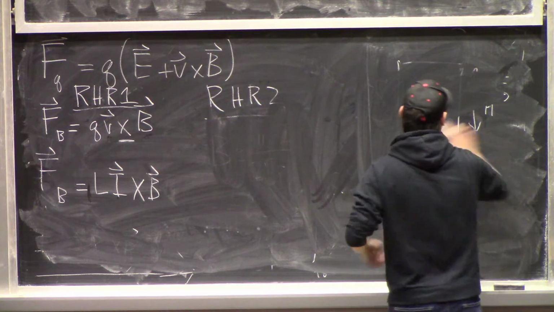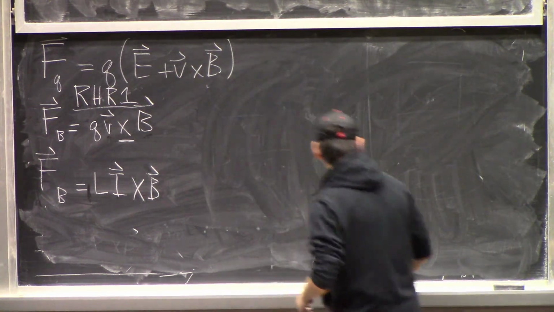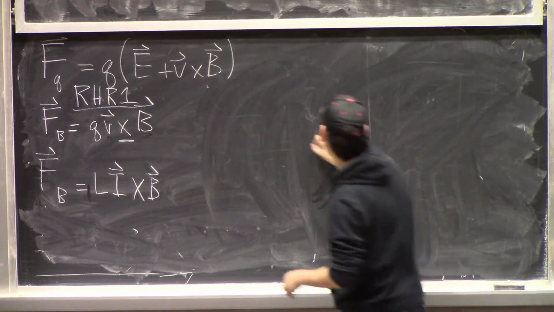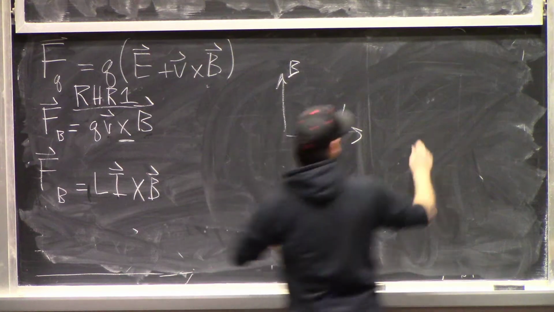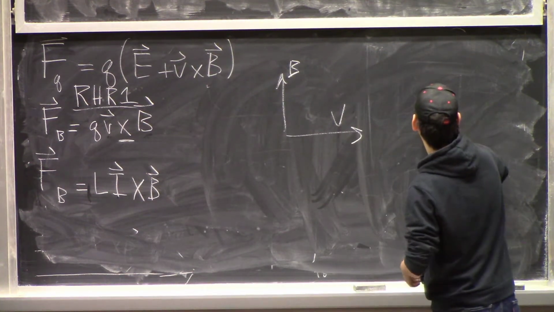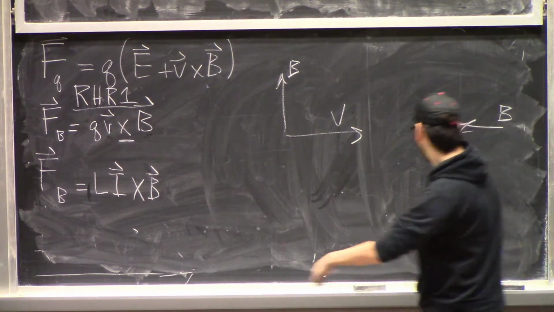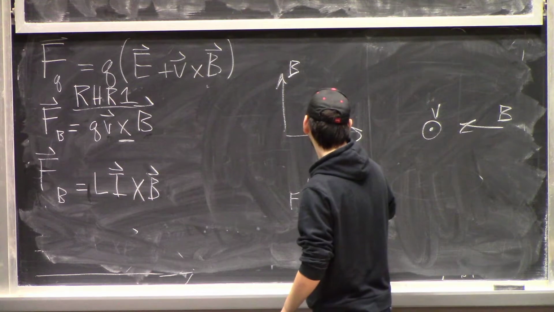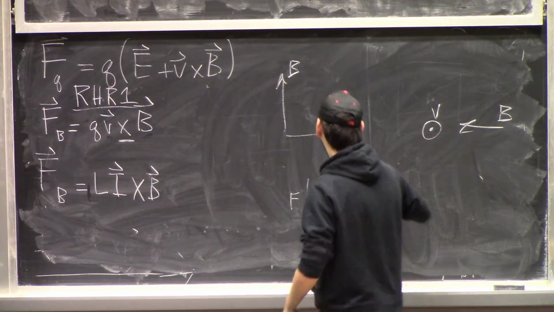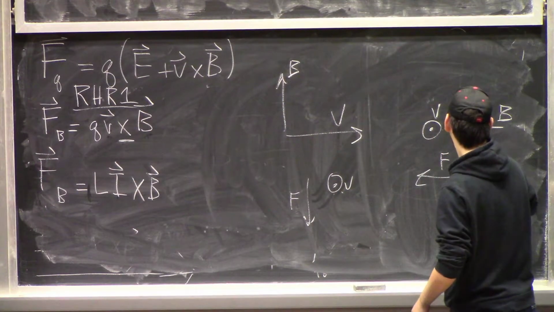So, first right-hand rule. Let's think of a couple of scenarios here. Velocity, magnetic field, velocity, magnetic field, force, and velocity. Okay, and then let's do force and magnetic field. Force and magnetic field.